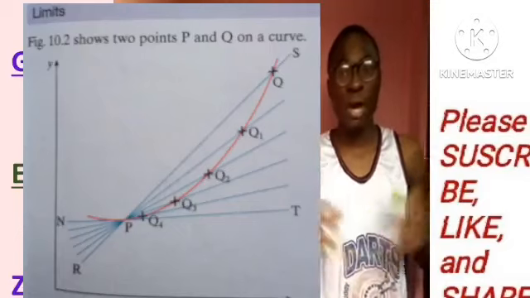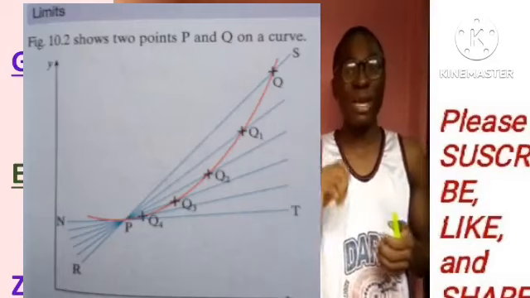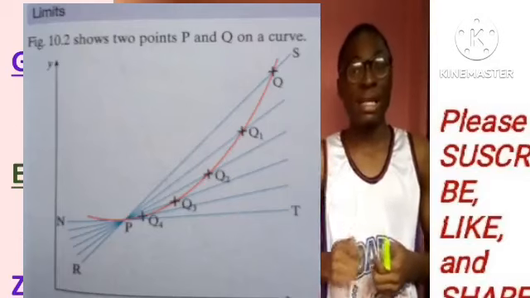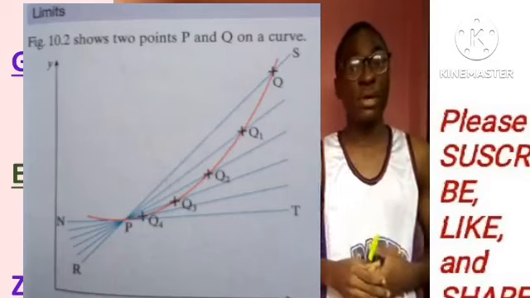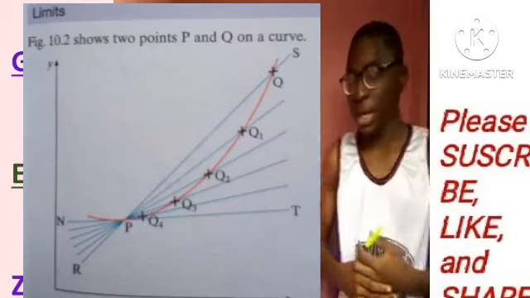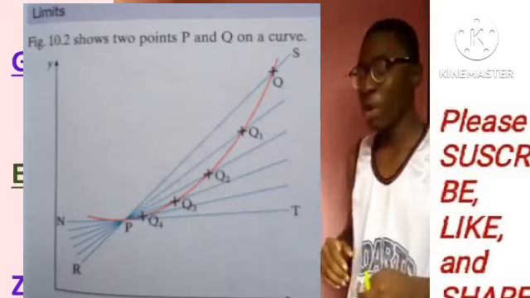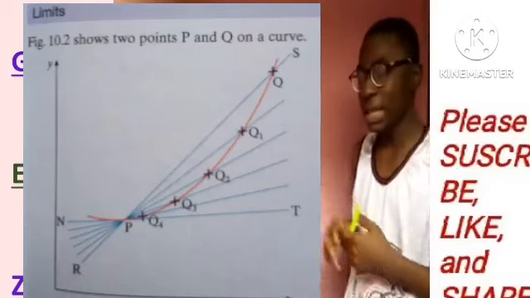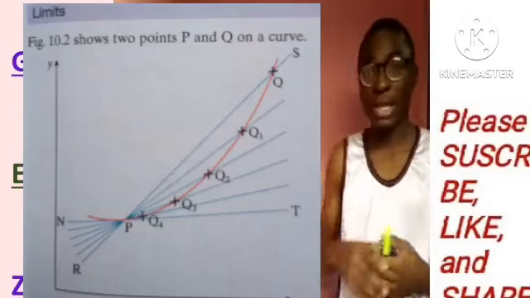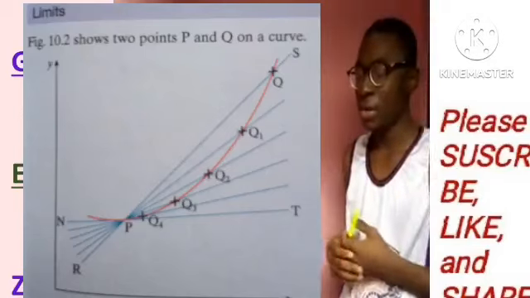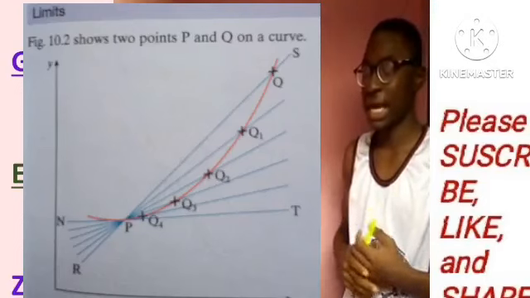So limit doesn't mean we are wrong, but limit only means that we are making use of a very close approximation, and this approximation is the closest approximation possible in mathematics. Now, when we get to the closest limit, that is when we pass through only P. In this diagram, you can see that at the closest limit, you have your tangent as NPT.